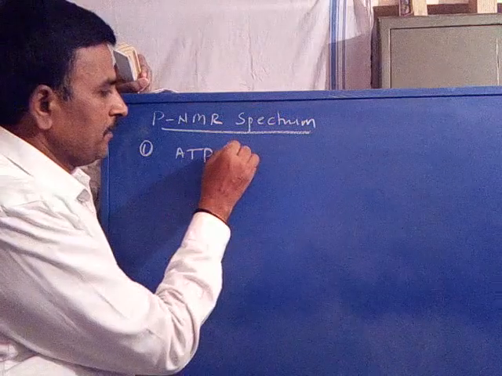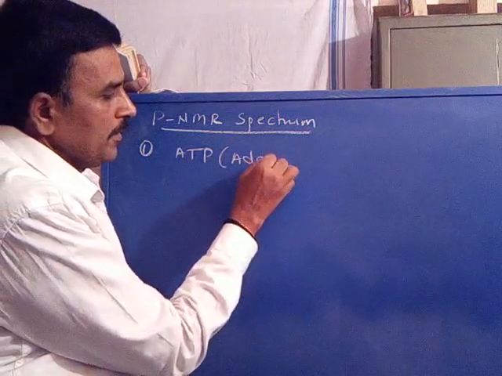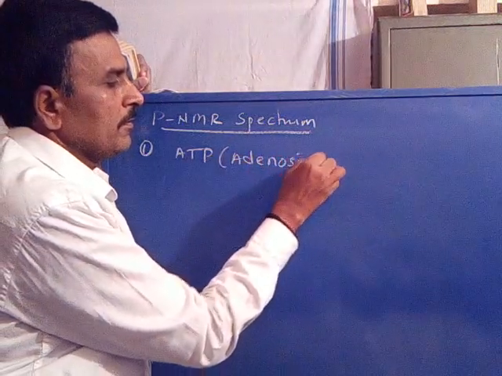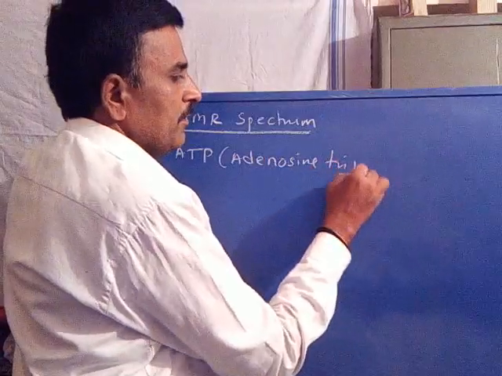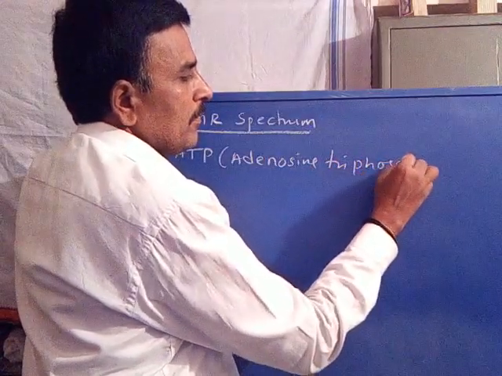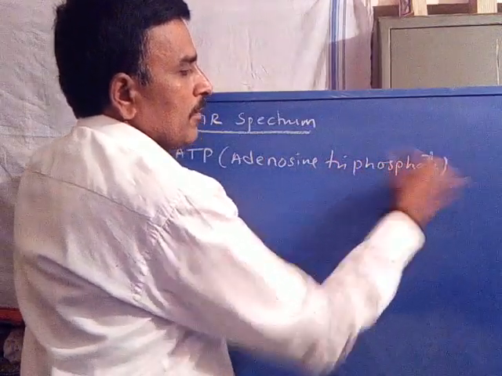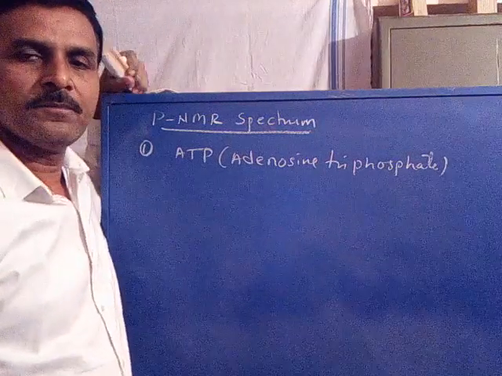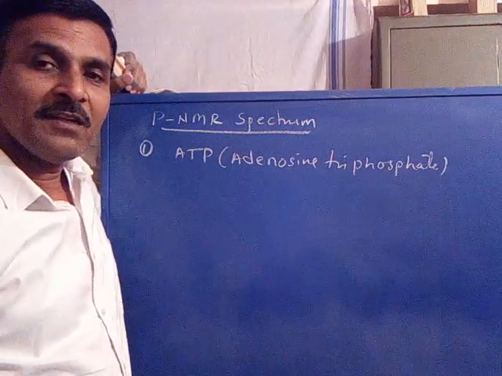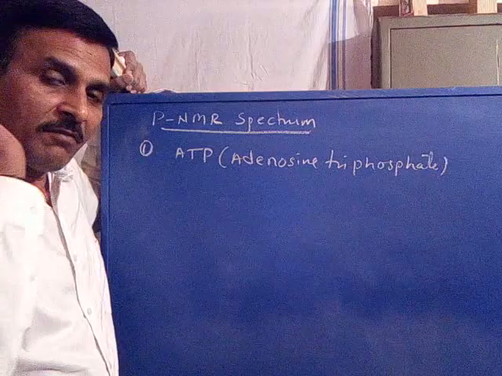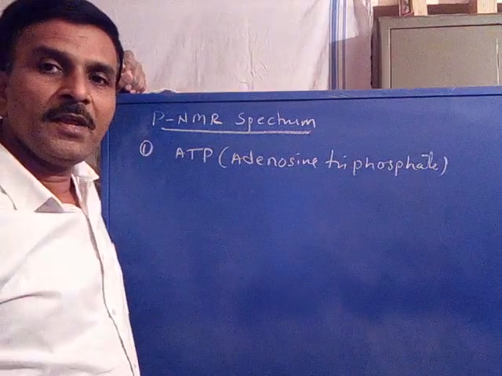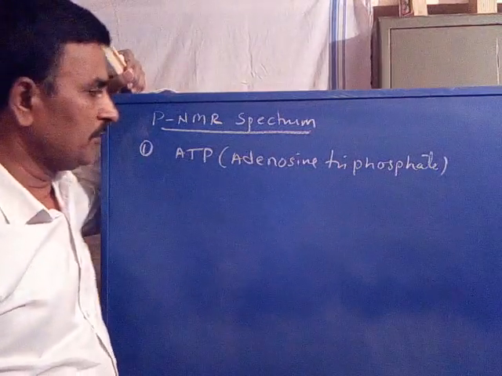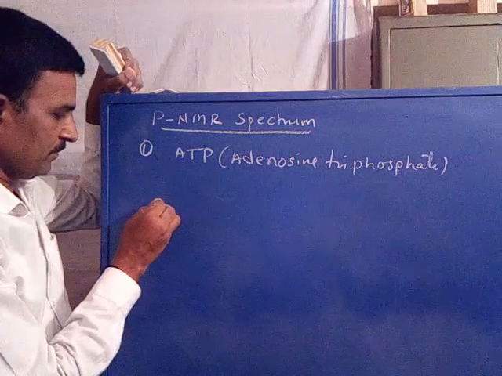adenosine triphosphate. So ATP. Why are we studying phosphorus NMR spectrum for ATP? As the ATP example is included in your syllabus. Now its structure.